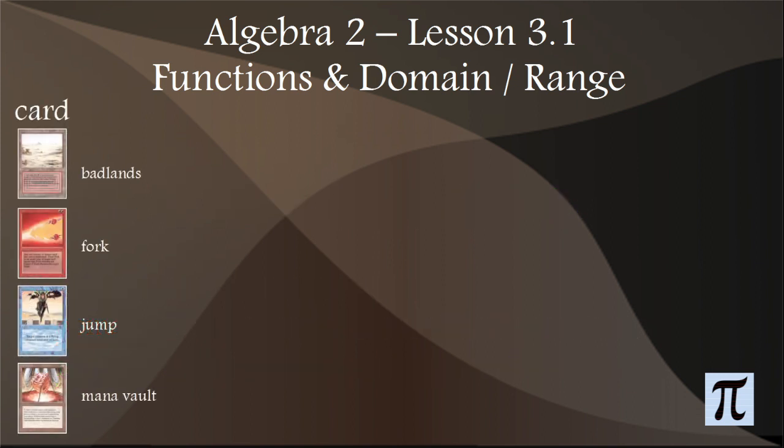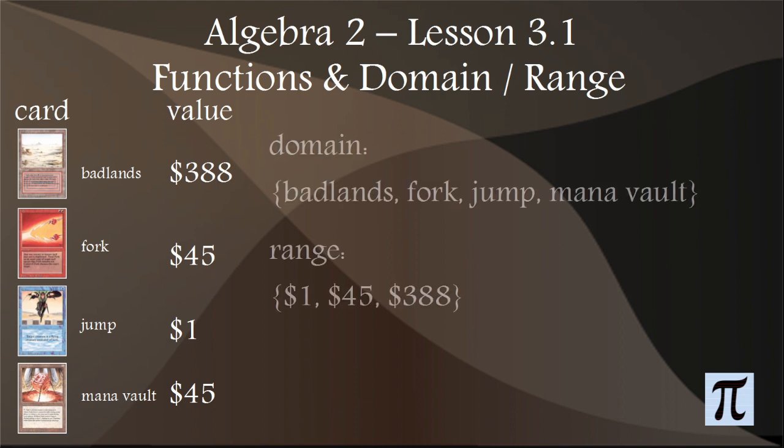For example, we have some magic cards: Badlands, Fork, Jump, and Manifold, all from Revised. And then we can assign a value to each one. Badlands is $388, Fork is $45, Jump is $1, and Manifold is also $45. In this case, the domain would be Badlands, Fork, Jump, and Manifold. The range would be $1, $45, and $388.